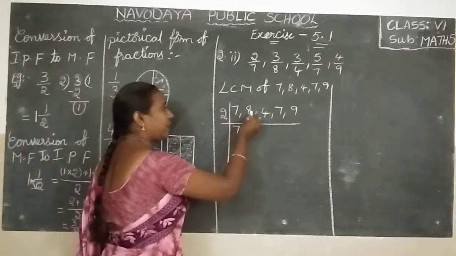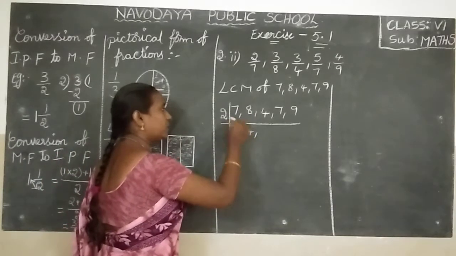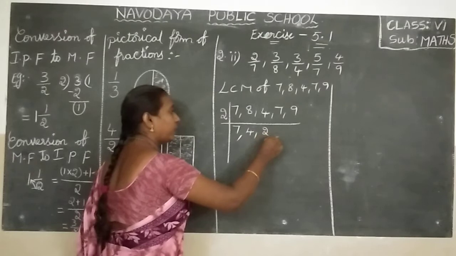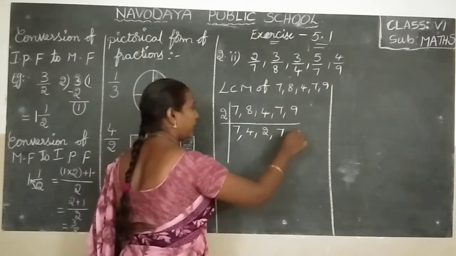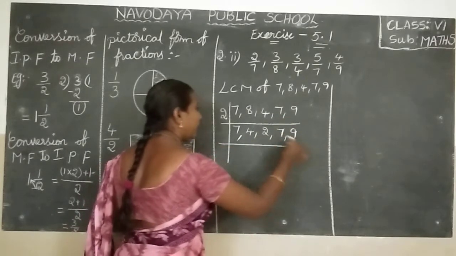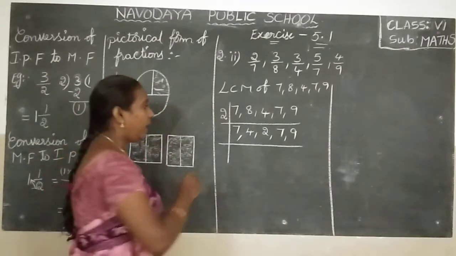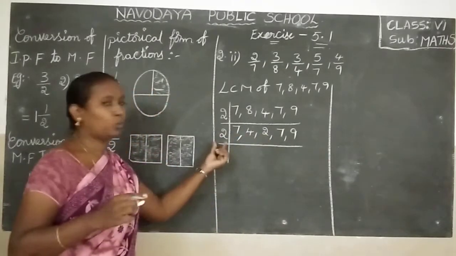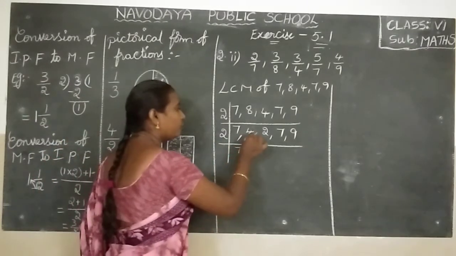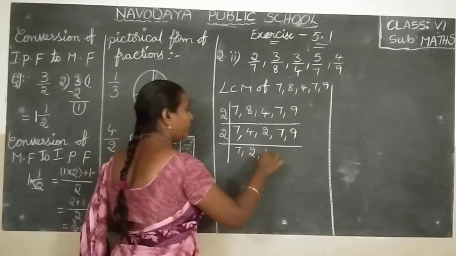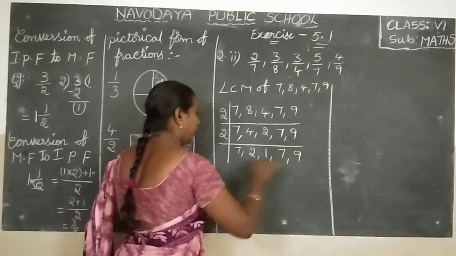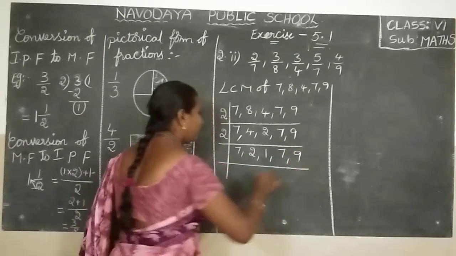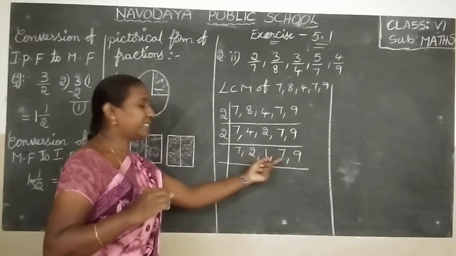2 cancels 8 four times, 2 in 4 two times. 7 is not there, 9 is not there, so take those same numbers. Again here I am taking 2, because 4 and 2 are in the 2 table. So 7, 4 in 2 two times, 2 in 1 one time, 7, 9. Here I am taking another one, 7.